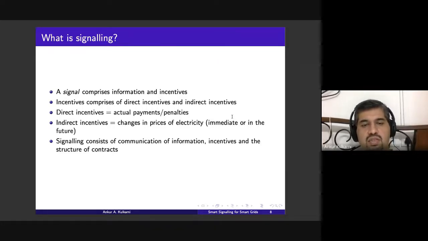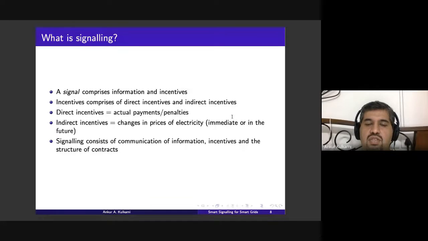For example, you can link his actions to the future prices of electricity that he would see in the immediate or later future. So signaling consists of communicating both of these things: the information that you are sending, and the incentives that you are sending. And all of this has to be eventually put in the structure of a contract, where such and such signals would be sent, and such and such would be the obligations for the agent to respond. So this comprises a signal.